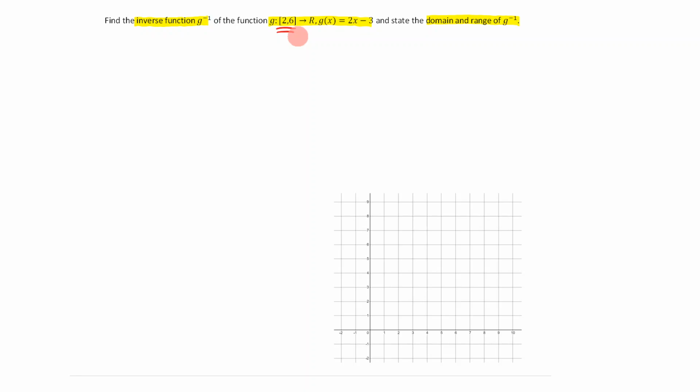So what are we going to do first? The first thing that I'm going to do is say, all right, the domain of my original function is 2 to 6. And the range of the original function is going to be what? Well, to find the range, I'm going to have to give it a sketch. So I know that I'm starting at 2, right? And if I put 2 into this rule here, it's going to be 2 times 2 is 4, minus 3 is 1. So it's going to be here, it's going to be 2, 1.